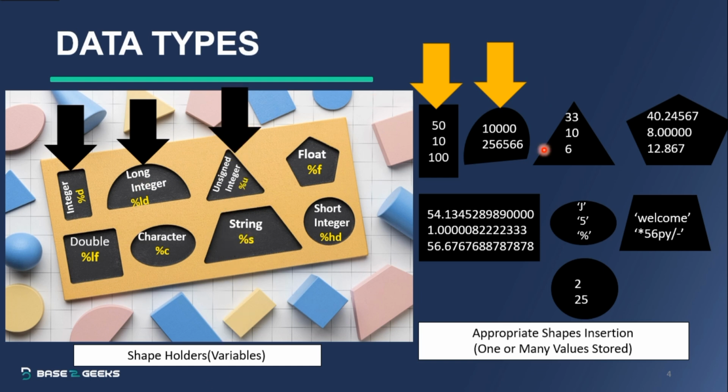So next is unsigned integer. Same, I am going to store only integer values, but rather than storing negative, I am going to store only positive numbers. See, like this. Suppose in this place, if I give -5, -10, and so on, the compiler will not accept, right?